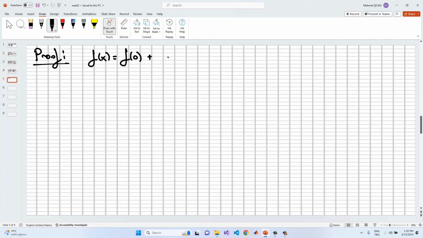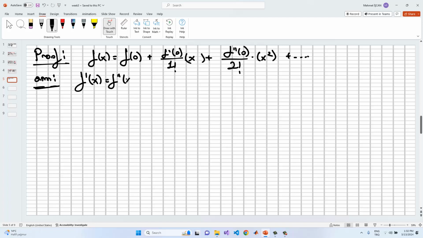f(x) is equal to the what? f(0) plus f'(0) over 1 factorial times x plus f''(0) over 2 factorial times x squared, and so on. And so our aim is that we want to build this formation.